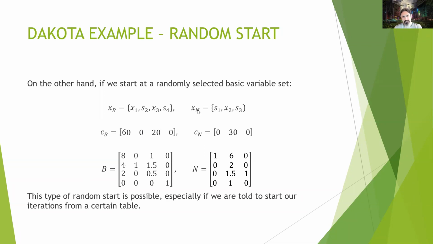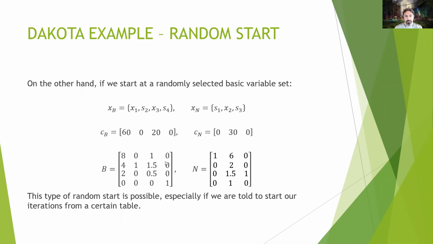For the non-basic parts, we have to find the objective function coefficients once again, which will make up C_N. For S1, this is 0. For X2, this is 30. And for S3, this is 0 once again. We know the B matrix. For X1, it's 8, 4, 2, 0. For S2, it's 0, 1, 0, 0, and etc. And we know the N matrix. We have to just find the coefficients of the constraints for these 3 variables, and we will get these values.